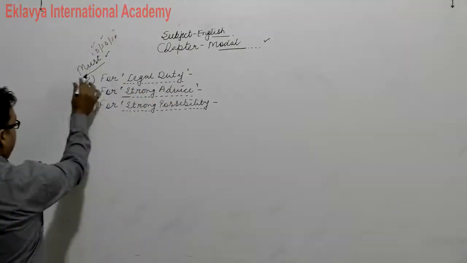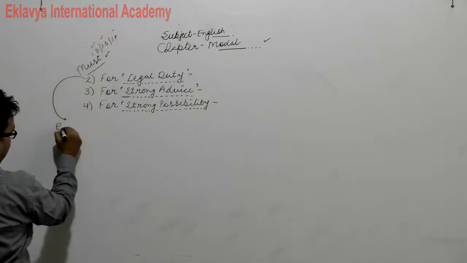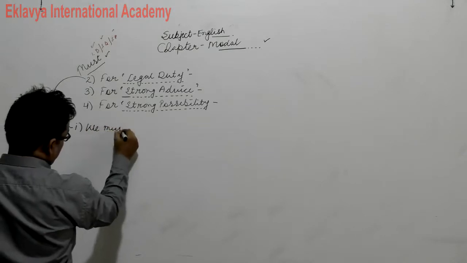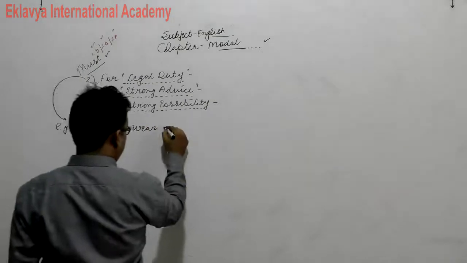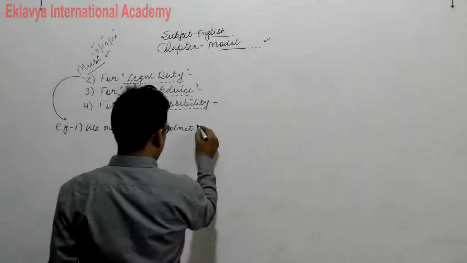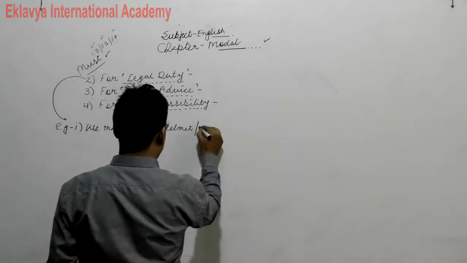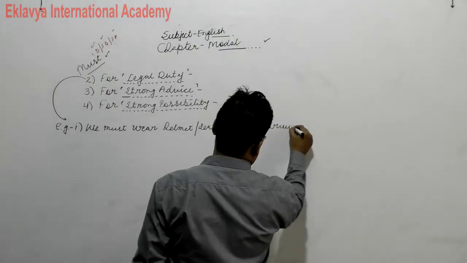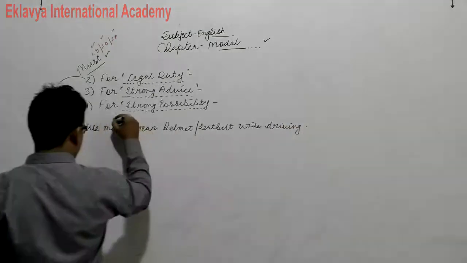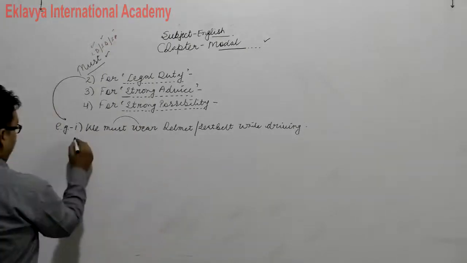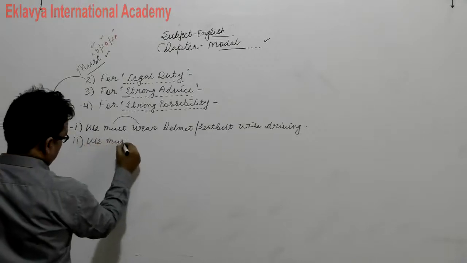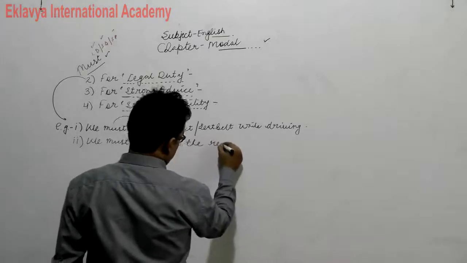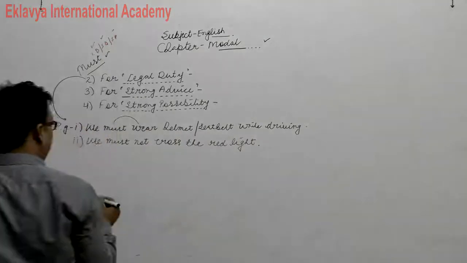The next one is for legal duty. Example number 1: we must wear a helmet, or we can say a seat belt, while driving. Example number 2: we must not cross the red light.